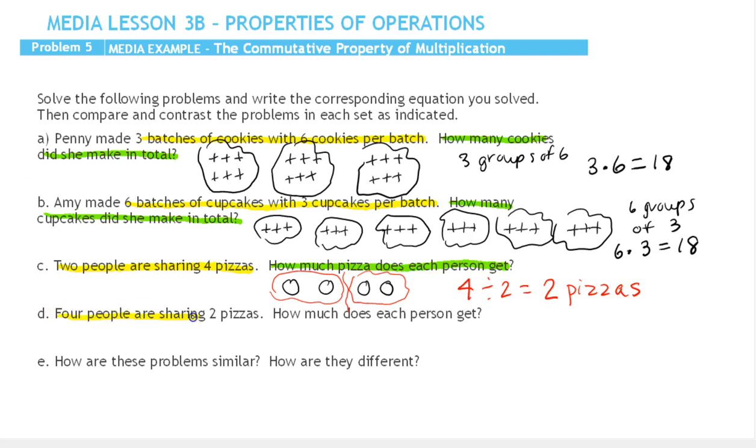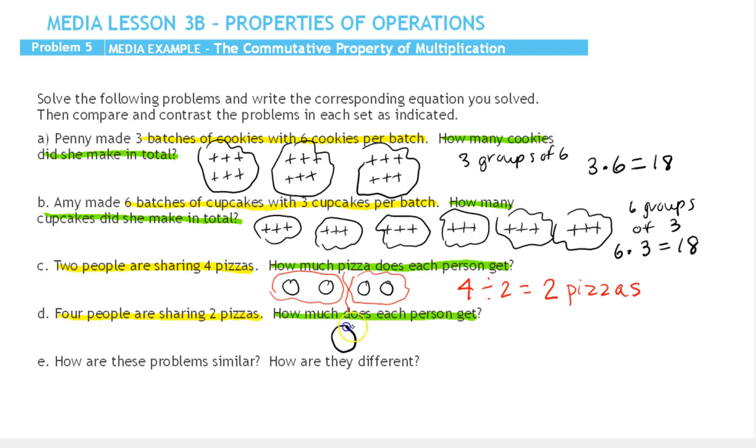4 people are sharing 2 pizzas, and we want to know how much each person gets. So again, the numbers are the same. It's pizzas they're sharing, but notice now there's half the amount of pizzas and double the people. So these shouldn't be equivalent. You can probably see that you're going to get less pizza in this scenario if you're a person than this one. So I'm going to draw a picture.